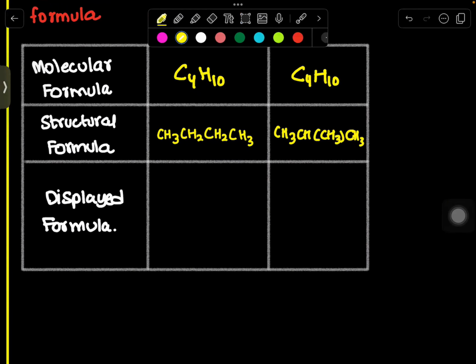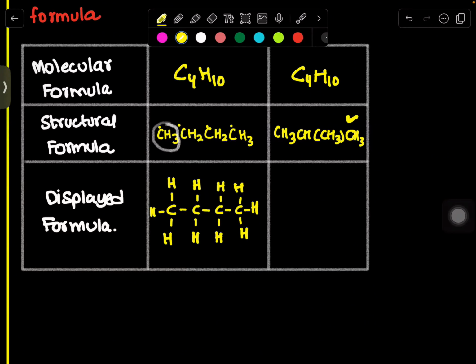So now I'll draw the displayed formula to show this in more detail. If I were to expand these, I can expand CH3, and I can expand all of this as well. But I'll tell you how to expand the structural formula into a displayed formula. First of all, you can look at the carbons. 1, 2, 3, 4 carbons, so you can draw the carbons out. Now there's 3 hydrogens with the first carbon, so you can draw 3 lines and fill them with hydrogens. 2 hydrogens on the second carbon, 2 hydrogens on the third carbon, and 3 hydrogens on the last carbon.